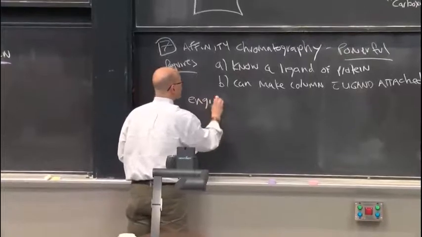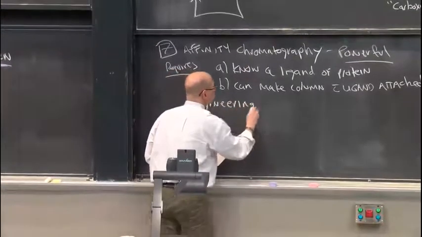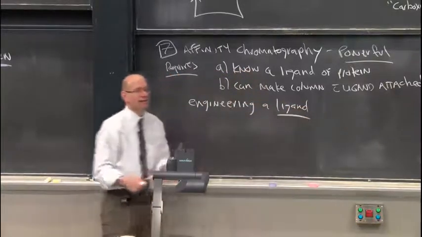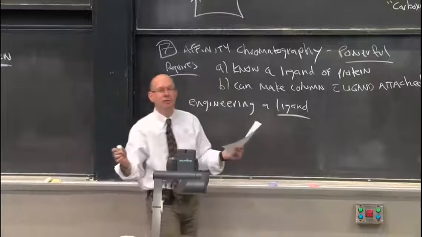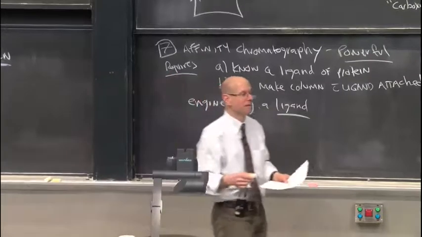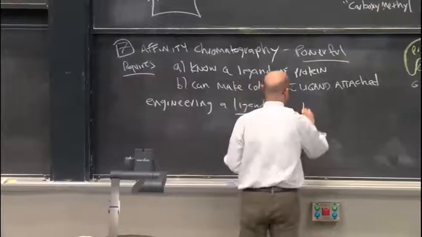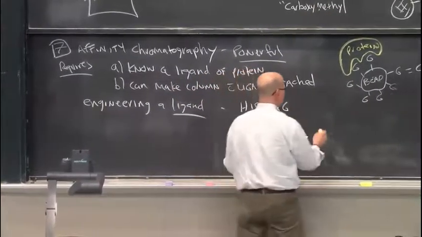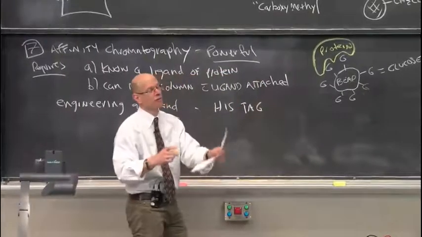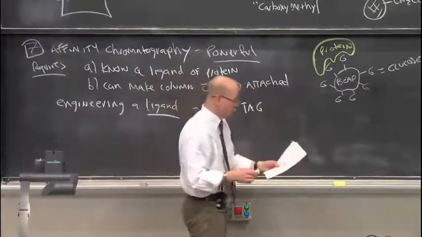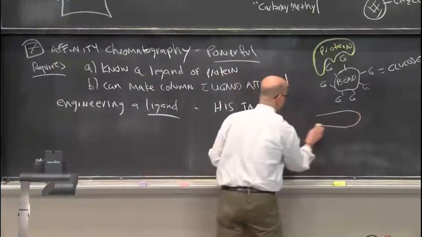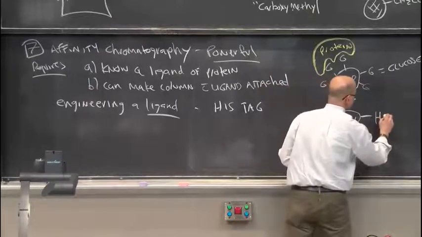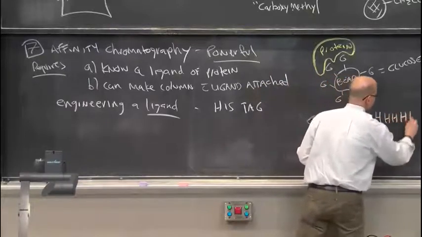So could I use genetic engineering, engineering a ligand? Could I use cloning and genetic engineering to stick some kind of a tag onto it? Sure. What could I use? I could use a His tag, a histidine tag. I could take the DNA for my protein and stick a bunch of codons for histidine on, so that my protein, which ordinarily would be like this, now has stuck to one end of it a whole bunch of histidine residues, H, H, H, H, H, H.